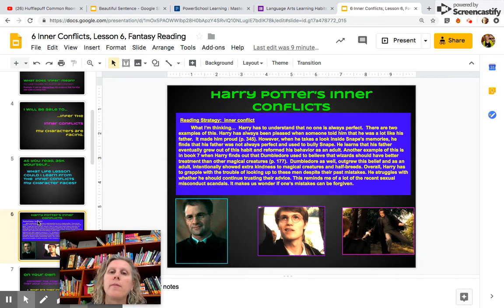Overall, Harry has to grapple with the trouble of looking up to these men despite their past mistakes. He struggles with whether he should continue trusting their advice. This reminds me a lot of the recent sexual misconduct scandals on the news. It makes us wonder if one's mistakes can ever be forgiven.